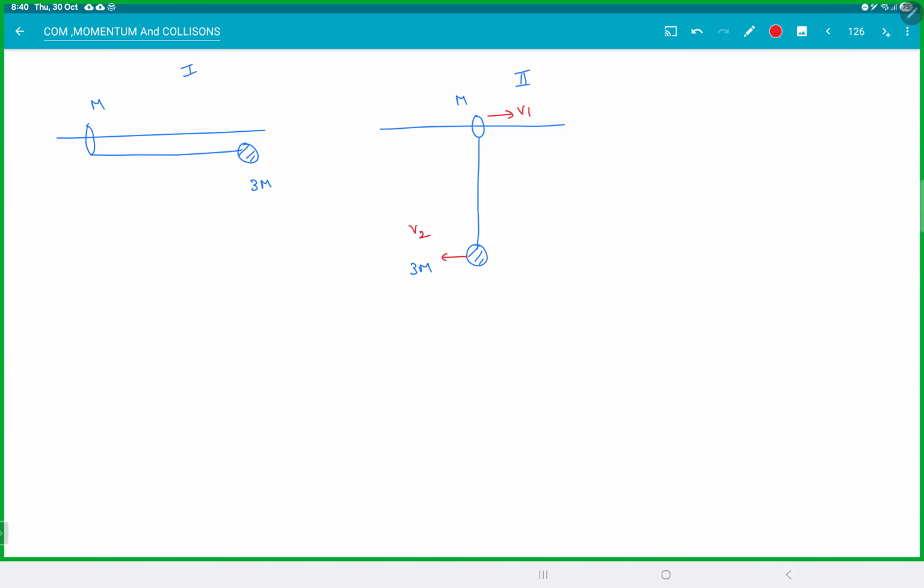Since there are no horizontal forces, horizontal momentum is conserved. Initial momentum is 0, so m V1 equals 3m V2. So we get V1 is 3 V2.